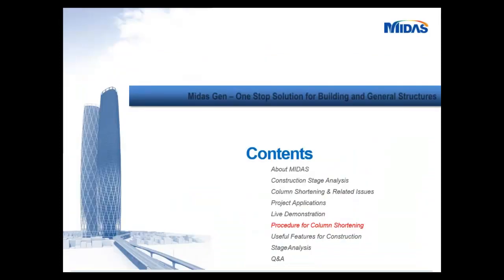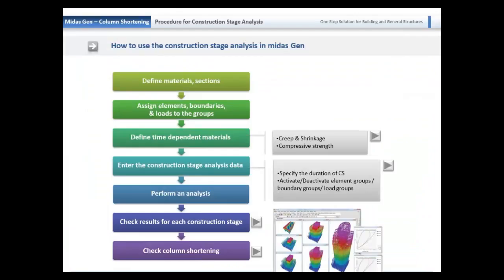Then coming to the procedure of column shortening. First of all, we define the material properties and the section properties in the program. Then we define the elements, like all your structural configurations, boundary configurations, and the loads to the groups. As we know, the construction sequence affects your loading, so all these things we need to categorize prior to the analysis.